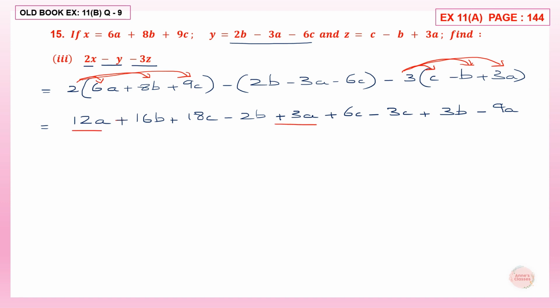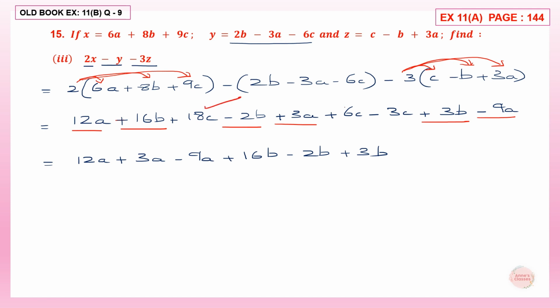12a plus 3a minus 9a. Now let's take the b's. Plus 16b minus 2b plus 3b. Now take all the c's. We have 18c plus 6c and minus 3c.